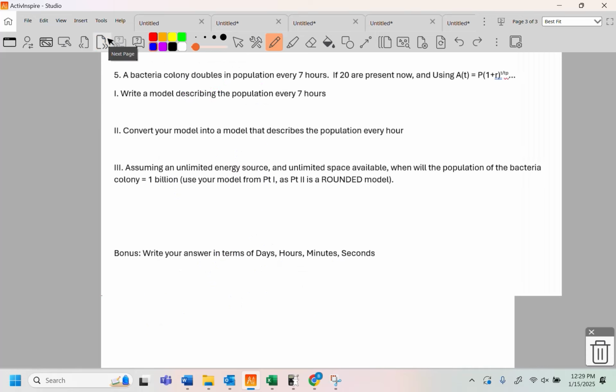And number 5. A bacteria colony doubles in population every 7 hours. If 20 are present now, using... If I double, my rate of growth is 100%, which is 1 as a decimal. So I even gave you the right formula. The amount after time passes is the principal of 20 times 1 plus 1, because r is 1, raised to t over 7. And I don't know why we can't add 1 and 1 together, but it's 2.